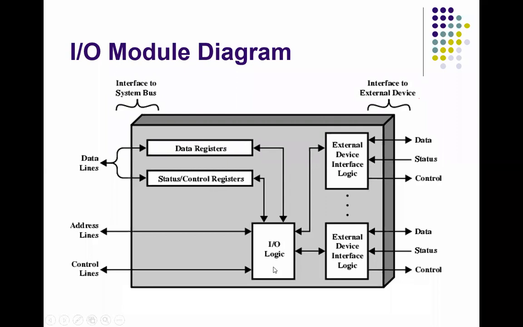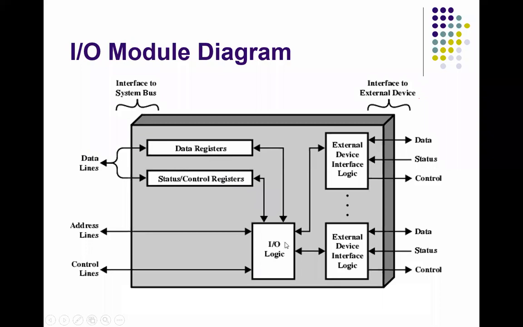It is connected with the IO logic. The IO logic is for the control line, whether the data is to be read or written. If it is a write, the IO logic puts the data into the data register and the control register. If it is a read, the data will be read from the data register as well as the status control register. So it is a bidirectional arrow. It shows either you are reading data or writing data.